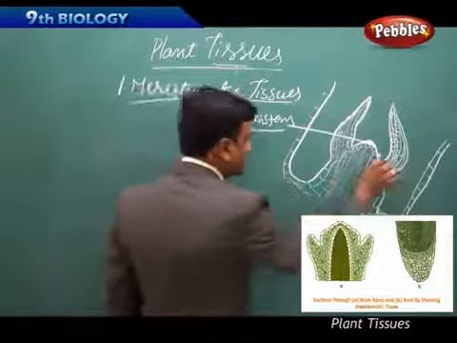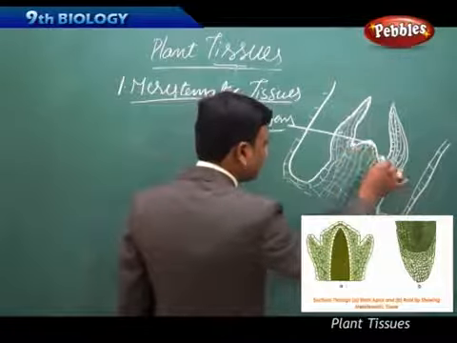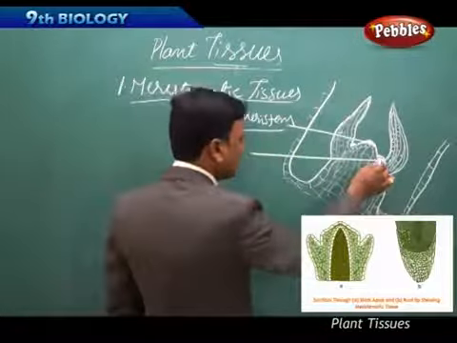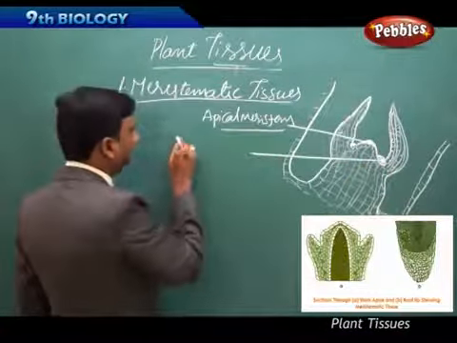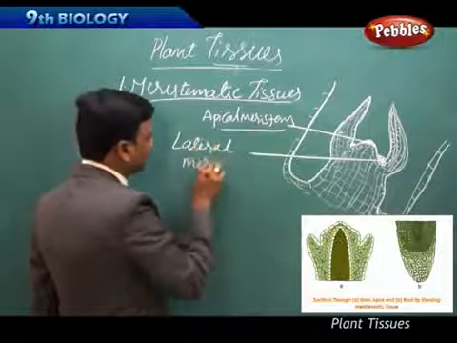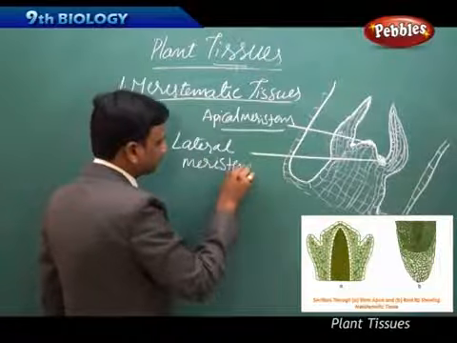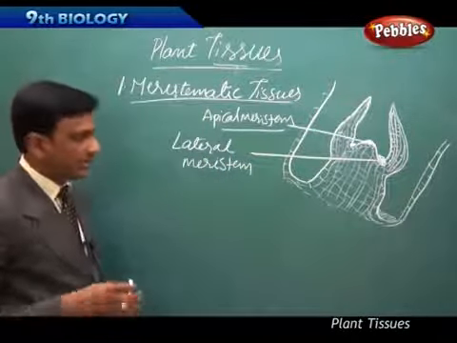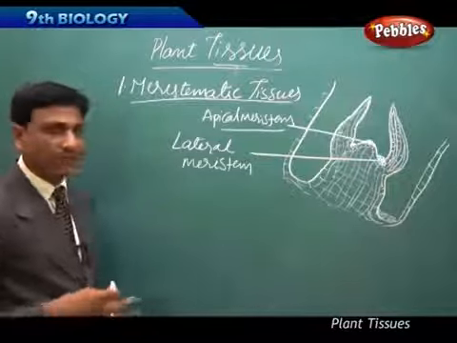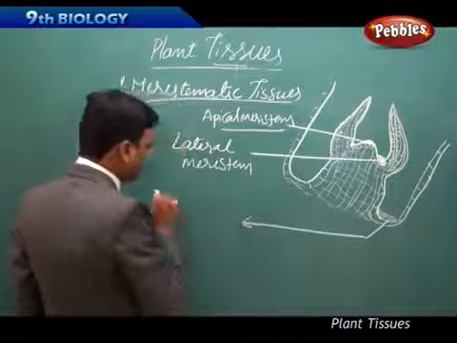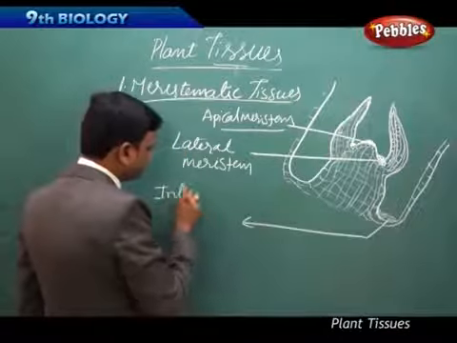So at the sides, to increase the width of the plant, to increase the girth of the plant, there are some other kind of meristematic cells called lateral meristem. And there is one more kind of meristematic tissue that is found in between the layers of other tissues, that is intercalary meristem.